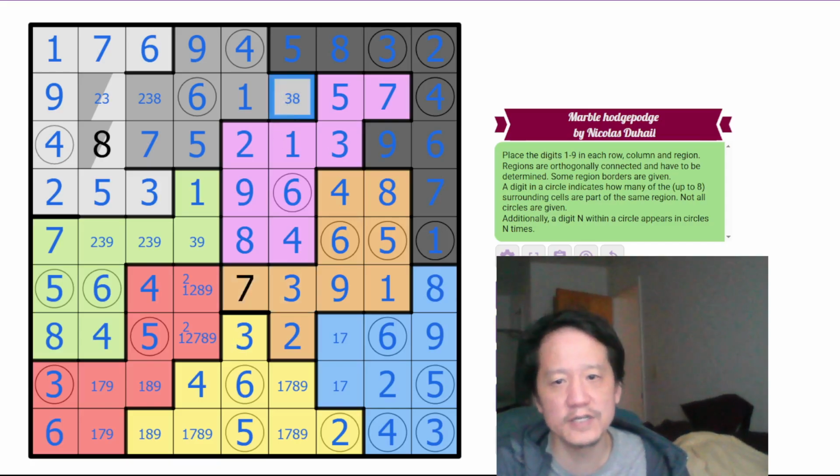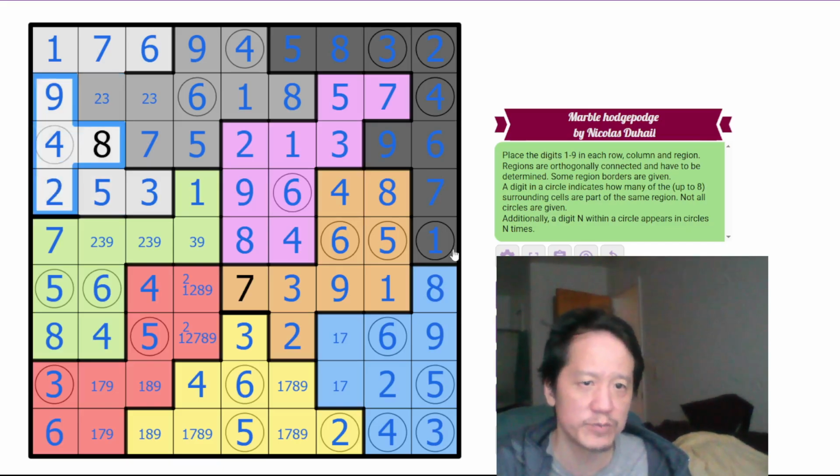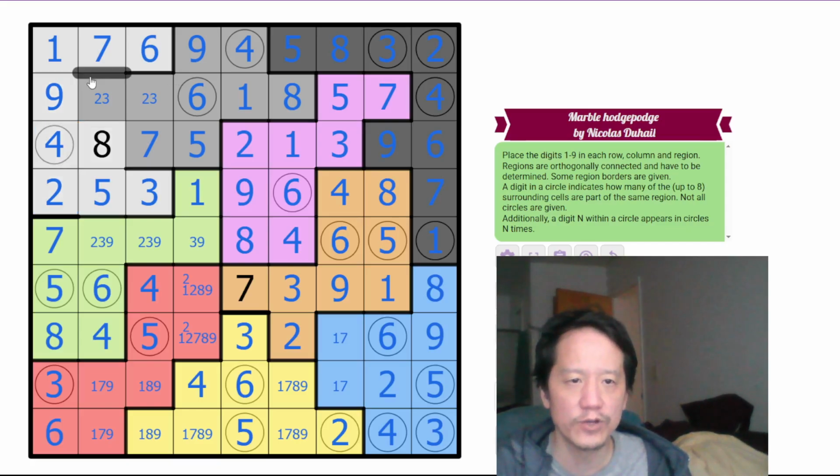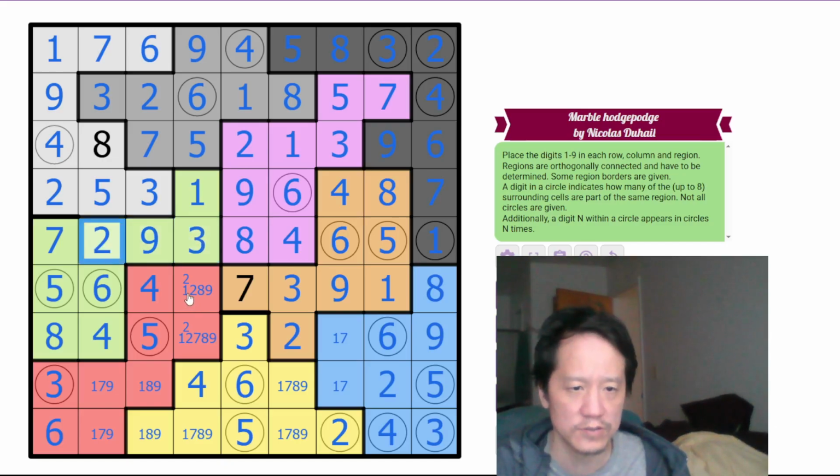This 3 means this can't be 3, so this is 8, which means this can't be 8. Therefore, this cannot be the medium region because we already have an 8 in the medium region. Therefore, this is light. This can't be light because of the 4 surrounding cells, which must be in the same region. Therefore, we know what this is. This cannot be 3 here. This can't be 3, so this is 2, which makes that 3. This 2 eliminates that 2, so this is 9, which makes that 3, which makes that a 2.